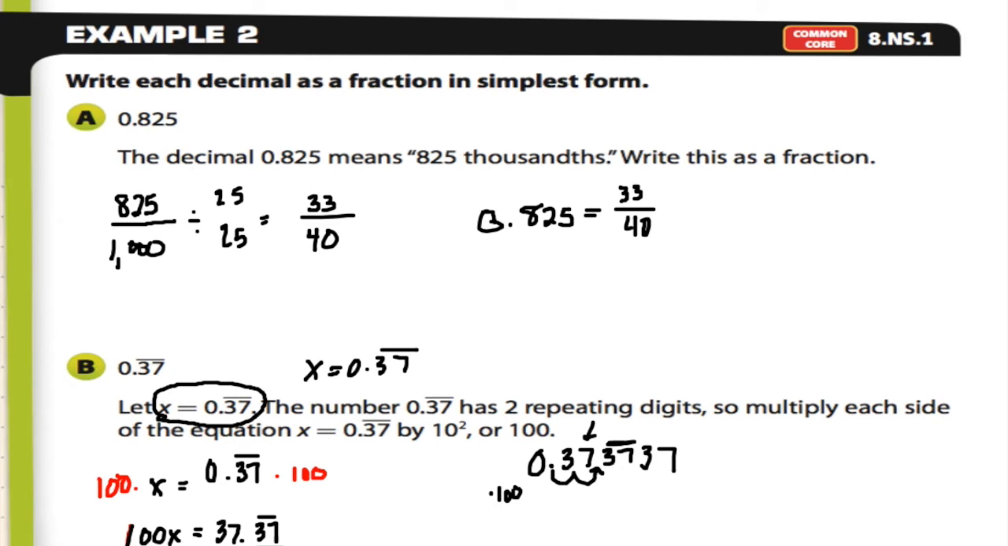So now what I'm going to do to both sides, since I want x by itself, is 99 times x divided by 99. What I do to one side, I do to the other. So I'm left with x is equal to 37 over 99. So 0 and 37 hundredths repeating is equal to 37 over 99.